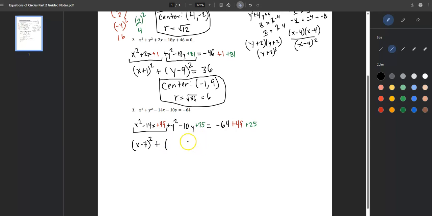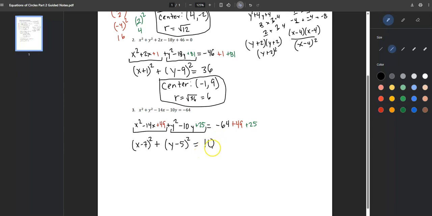And then I'm going to take care of my y's. Two numbers that multiply to 25 and add to negative 10 would be negative 5 and negative 5. But I can write that as y minus 5 squared. And then I'm just going to add the other side. So negative 64 plus 49 is negative 15. And then I'm going to add 25 to that. And that gives me 10 for that as well.